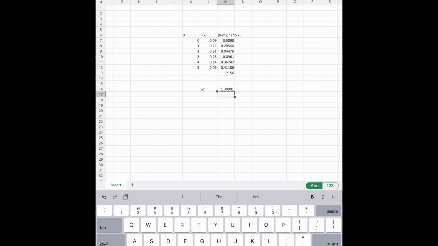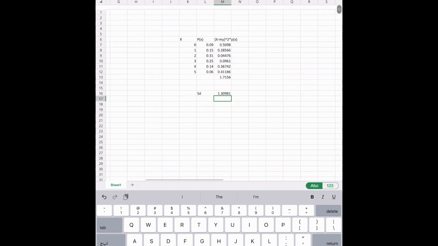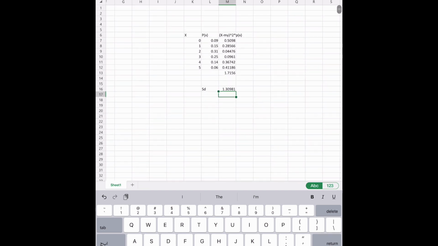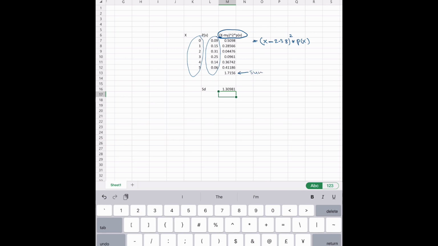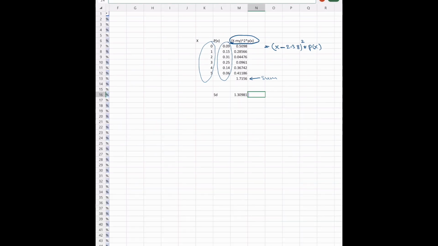So again, first you're going to create a table with the x values here, and then p of x here. And then this column is basically, you're going to open parentheses, click on the cell that has x minus, type down the mean, square, times, click on the first cell that has p of x, which is 0.09, populate, add, and then the square root of the sum will be this number right here.